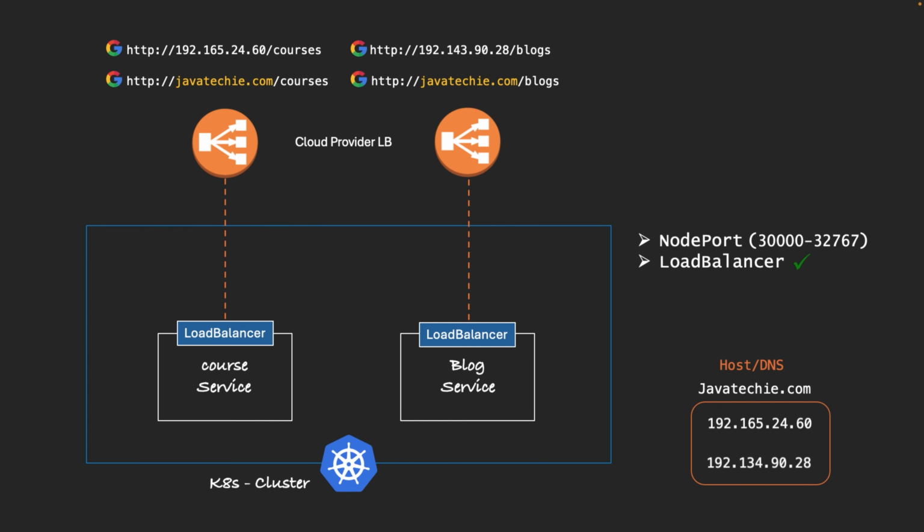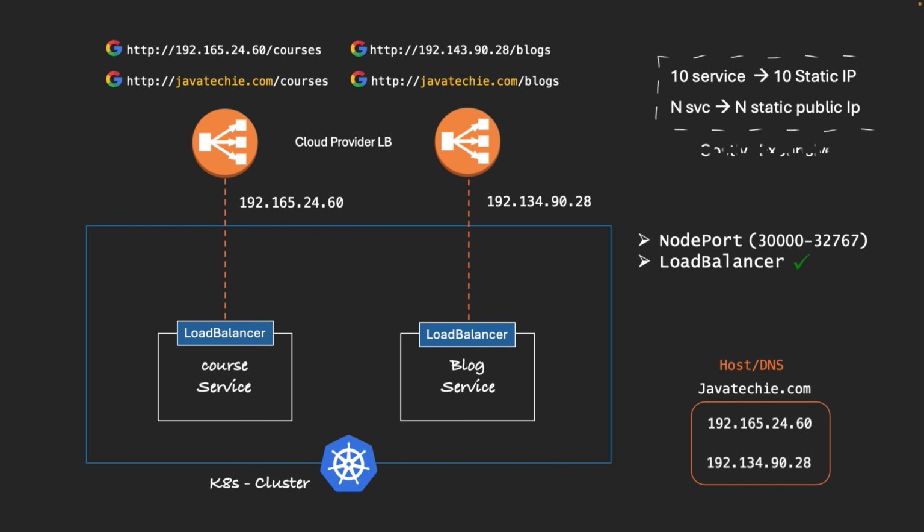But if you observe, for two services, the cloud provider provisioned two static IPs, and for that they will charge a huge amount, which is too expensive. Now think, what if I have 10 services? Then I need 10 different static IPs from the cloud provider, which is too costly and will increase the cost of my project. So again, this approach is not recommended for cost efficiency.